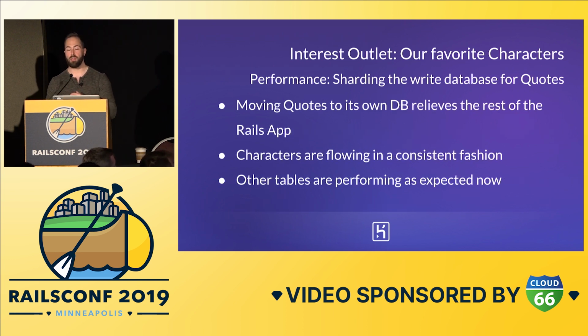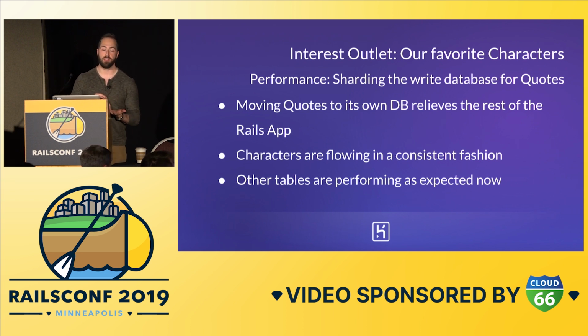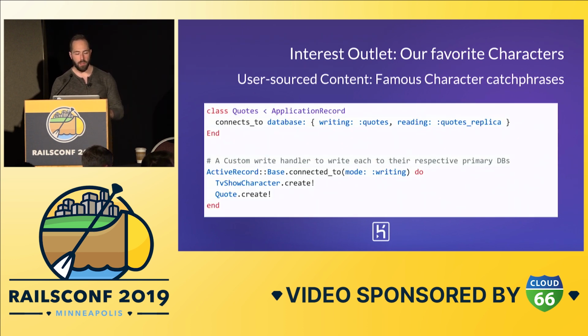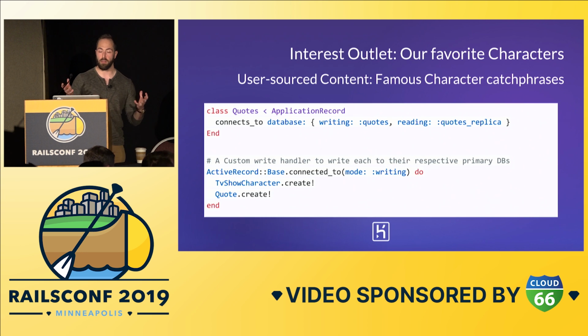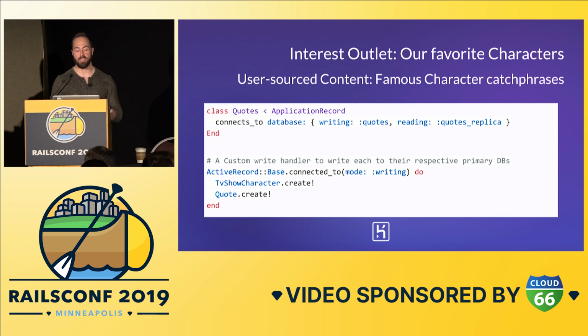So moving quotes to its own DB also gives a lot of relief to quotes and the original Rails app. Characters are flowing now in a consistent fashion. Other tables are performing much more consistently as expected. So an example of how this could be done is we can define a different quotes table and a different quotes database to move everything out. And in Active Record, we can tell it to just create the quote and the character. What that does is allow Active Record to intelligently split and prioritize and direct traffic to where the tables now currently reside in the different databases.